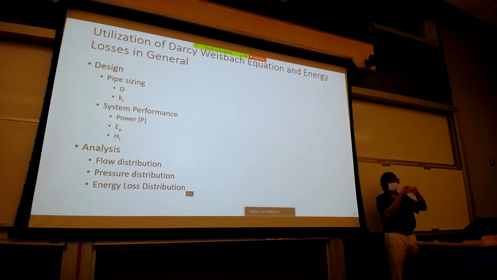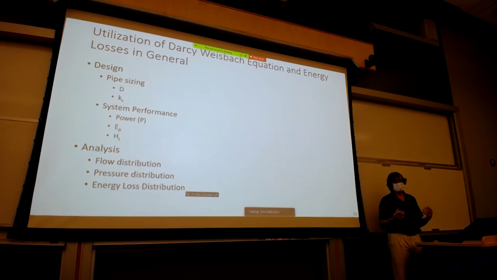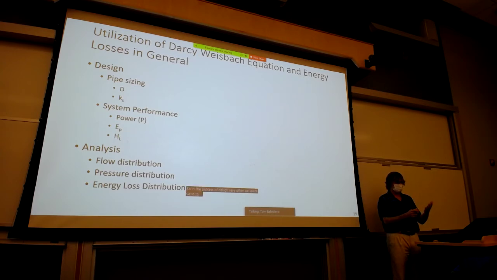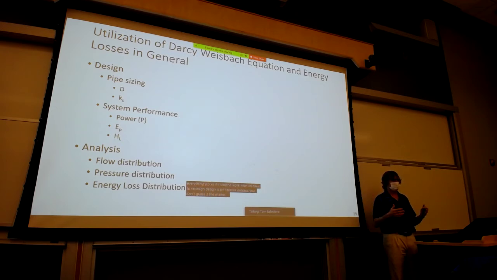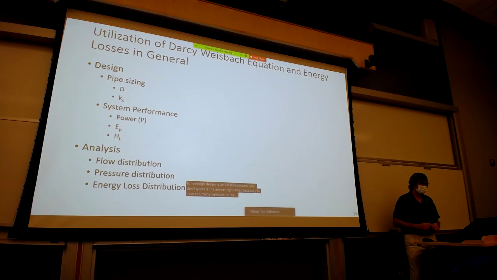We use the Moody diagram or the equations describing the Moody diagram to give us another boundary condition to help us solve those problems. But even then, we may have more variables than we have equations. So in the process of design, very often we select variables. For example, I'm going to use cast iron pipe. And then we go through the design and see if everything works. If it doesn't work, then we have to redesign. Design is an iterative process. You don't guess at the answer right away because you have too many design variables.